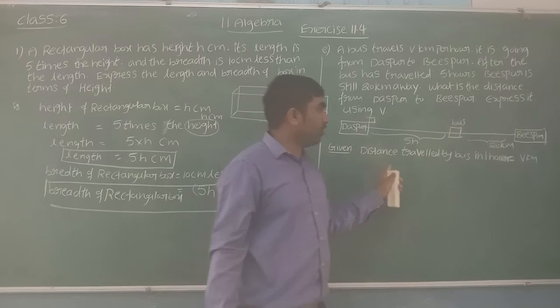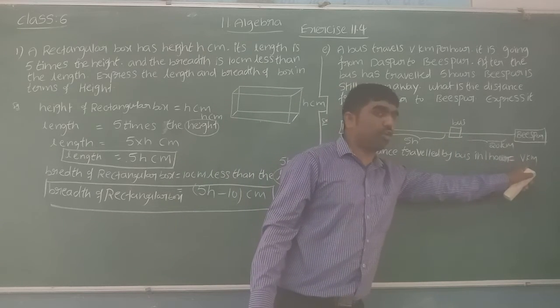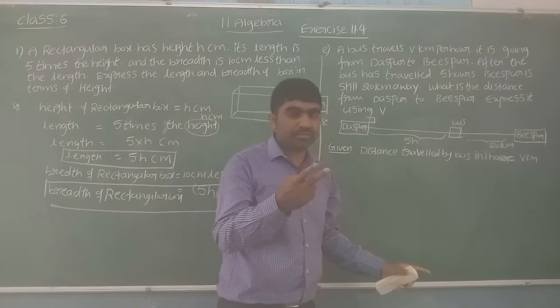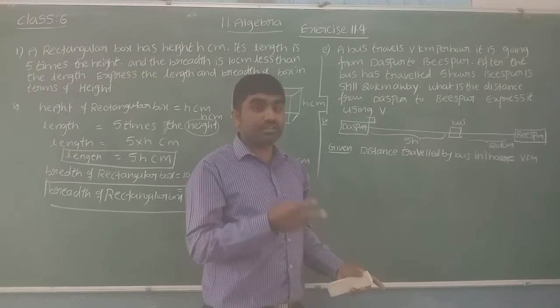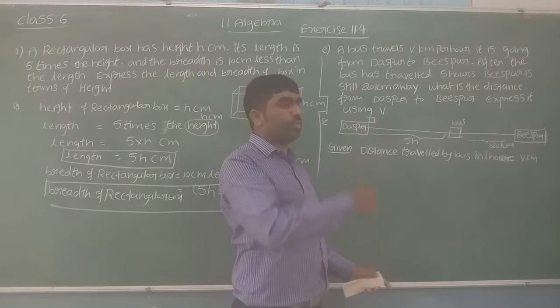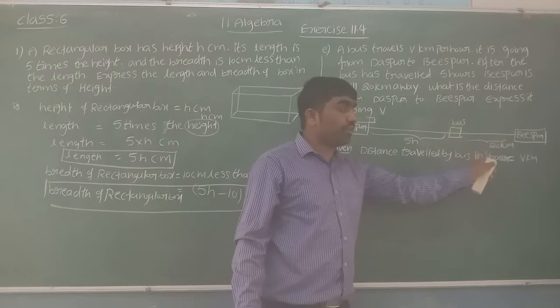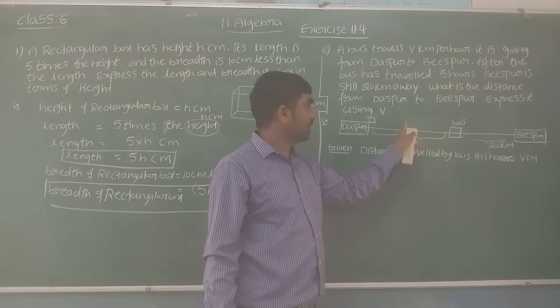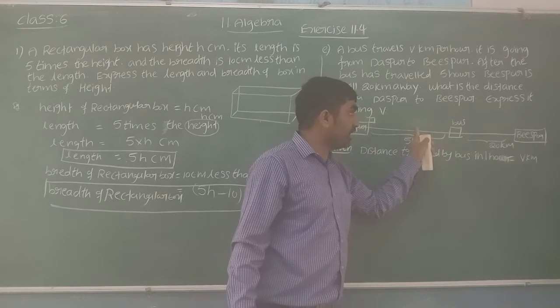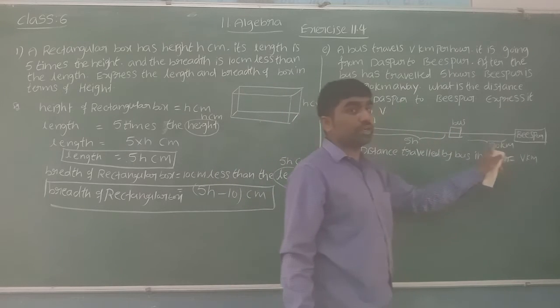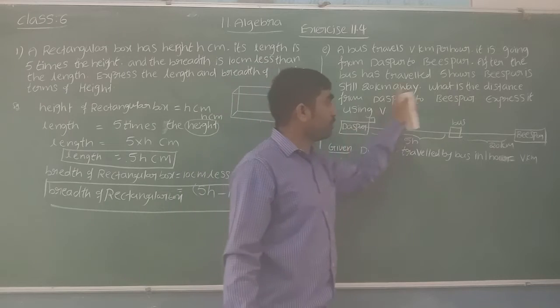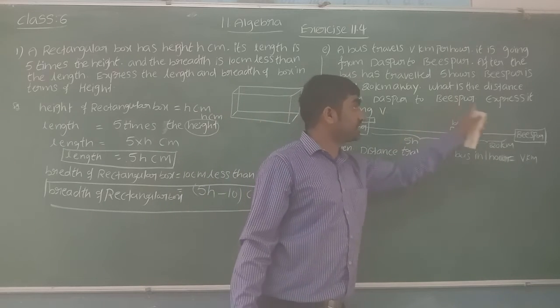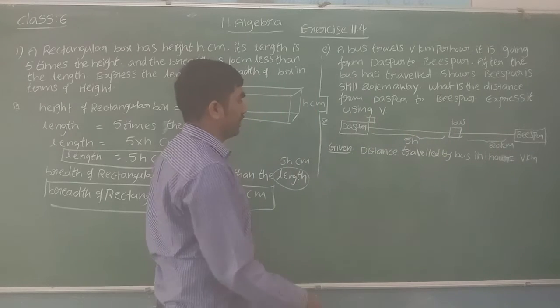They said clearly 1 hour it is going to travel V kilometers. 2 hours, 2 into V kilometers. 3 hours, 3 into V kilometers. 5 hours, 5 into V kilometers. It becomes 5V. So from here to here 5V, from here to here 20. The total distance from Daspur to Bijpur is 5V plus 20. Like that you can find it.